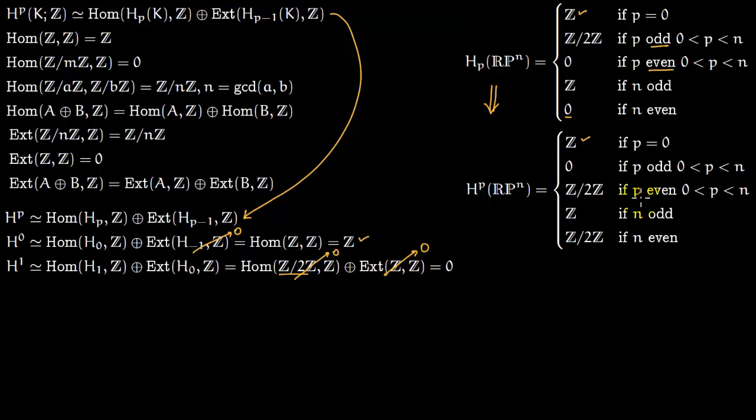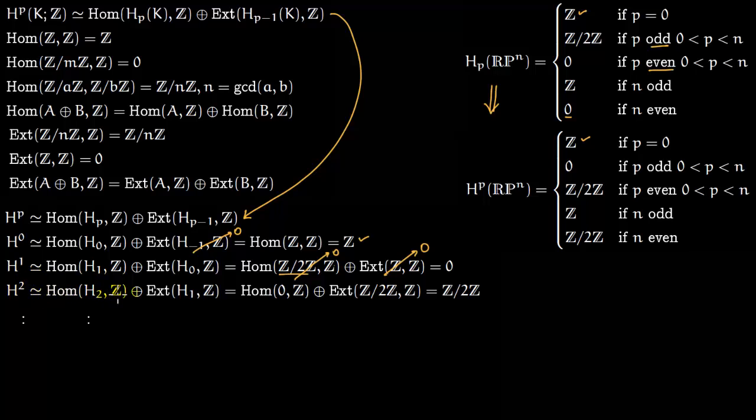Now for p even, say H^2, you have Hom(H_2, Z), again this formula, p is 2 and p minus 1 here, so H_1. So we are copying this down. So what is H_2? For p even you have 0, so this homology group here is 0. What about H_1? 1 is odd, so you have Z/2Z, so you have this. So Hom(0, Z) is obviously 0, and again for this we use this result here, so you get Z/2Z. So we can do this. You have seen for 1 it is 0, for 2 it is this, so you can do this for all odd and even.